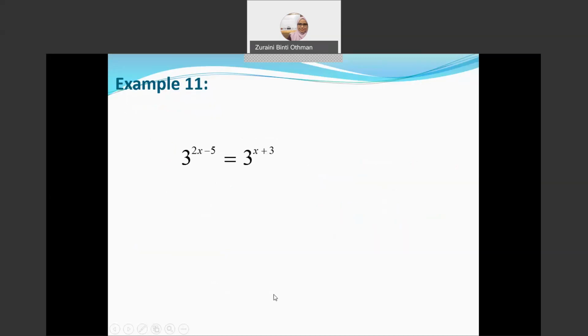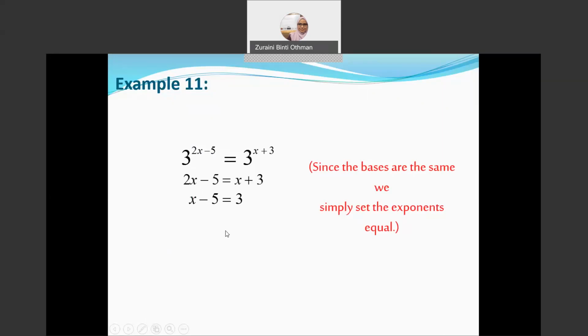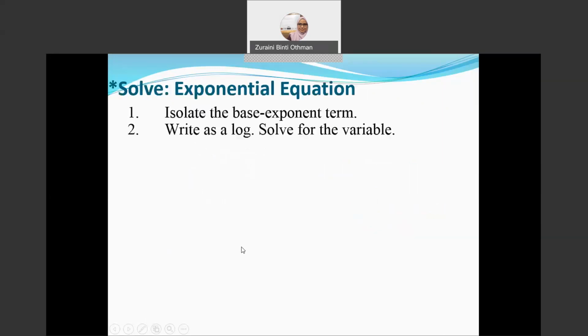So example 11, here kiri kanan sama base 3. So now 2x minus 5 is equal to 3x plus 3. So we take down the power and solve for x. We get x sama juga dengan 8.